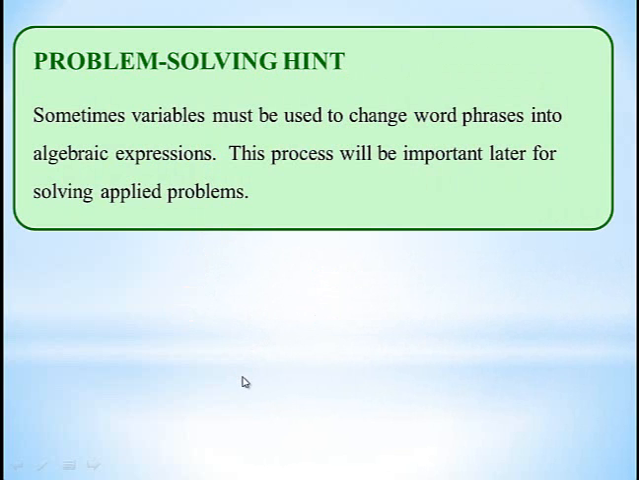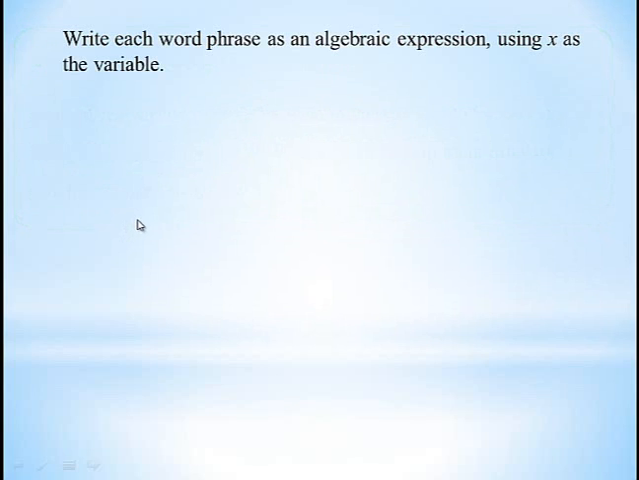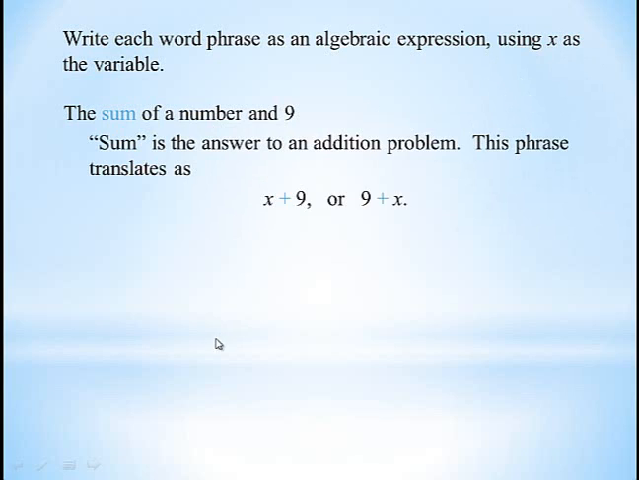I hope so. Okay, so we're also going to talk about changing word phrases into algebraic expressions. For example, if I wanted to change the sum of a number and 9. Now, sum means to do what? Add. A number and 9. Number can be anything you want to represent that, a variable of some type. This up here says use x as the variable. So to write this down, I would have x plus 9 or 9 plus x. If it's addition, either one of these would work. Go ahead and hit pause and copy that down.